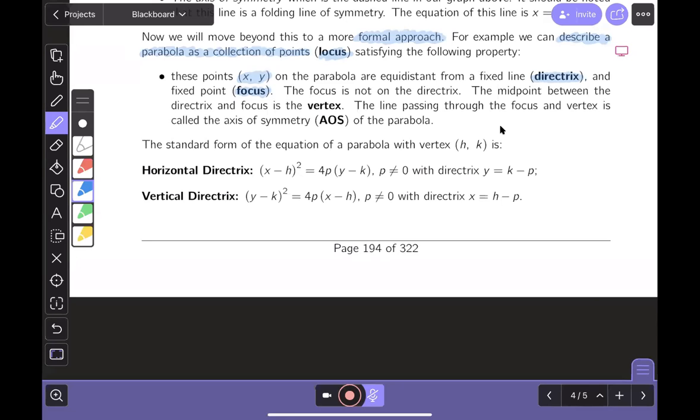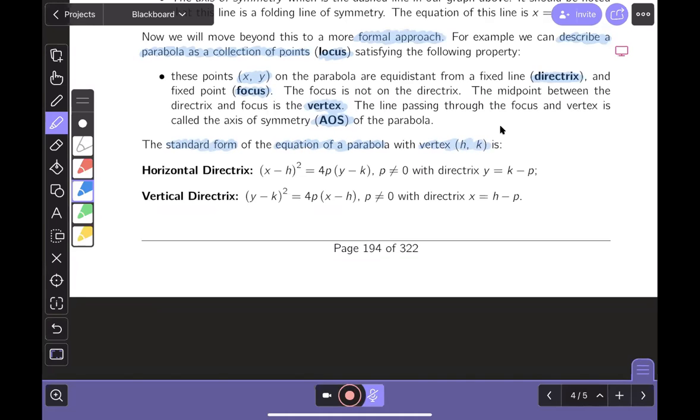The focus is not on the directrix. The midpoint between the directrix and the focus is the vertex. Look at a picture later, okay? The line passing through the focus and the vertex is called the axis of symmetry. We've seen that before. The standard form, well, I guess sort of like the circle, of the equation of the parabola with the vertex h, k is given as follows.